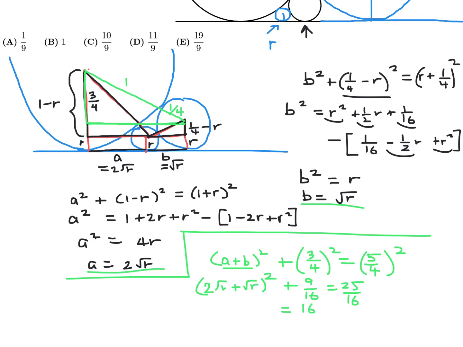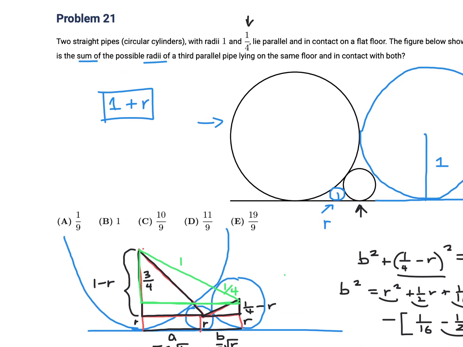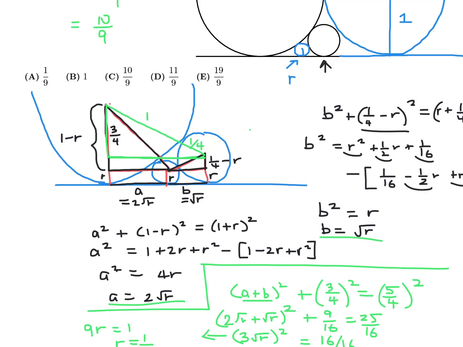Okay. That's helpful. And that's the 3 root r all squared. I'll try to keep it in the same screen. 9r is equal to 1, so r is equal to 1 over 9. Well, there we go. We got the little guy. So going back, remember it was going to be 1 plus the little guy. The little guy I have calculated to be 1 over 9. So the sum would be 10 over 9. So 10 over 9 is the answer, and that would be C.